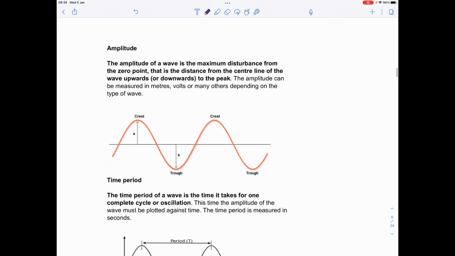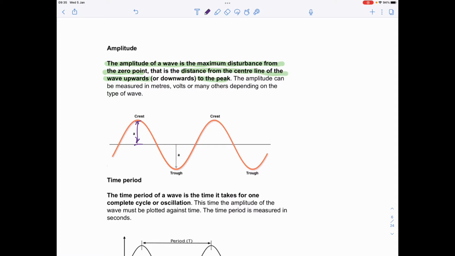The amplitude, there are various different ways to measure an amplitude, but the main way to measure an amplitude and the way we need to know how to measure it is as follows. The amplitude of a wave is the maximum disturbance from the 0 point, i.e. the distance from the center line of the wave upwards or downwards to the peak. So it's effectively the distance measured from the middle to the top, and that is what we call the amplitude. So it's half of what we call the peak to peak.